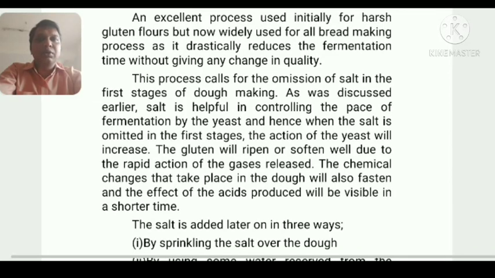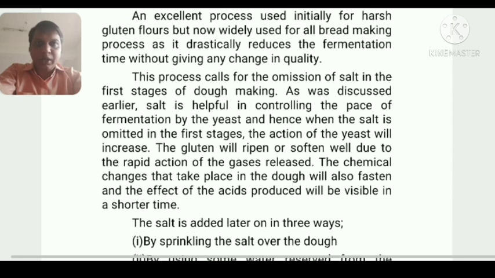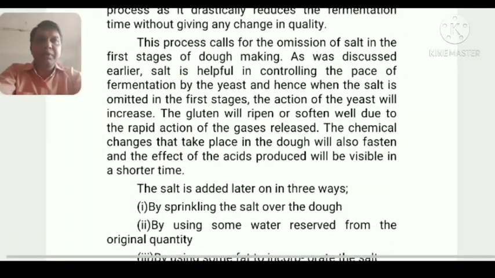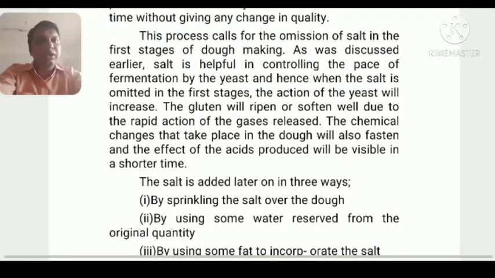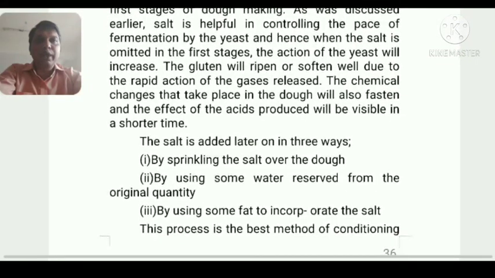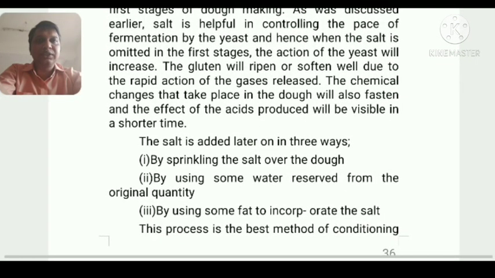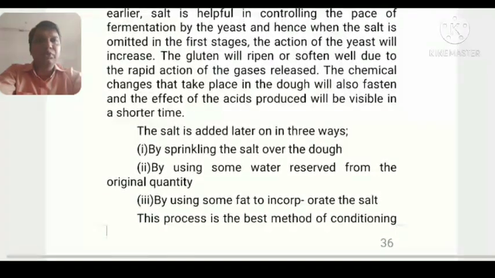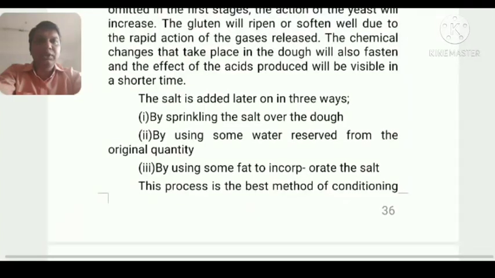The gluten ripens very well due to the good production of CO2, as the yeast is not controlled by any controlling agent. So they reach the maximum flexibility, the maximum elasticity and the maximum fermentation required by the dough. After that, we put the salt in to control the functioning of yeast. There are basically three stages where we can put the salt and control the further functioning of the dough.